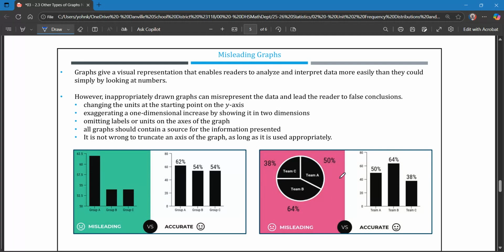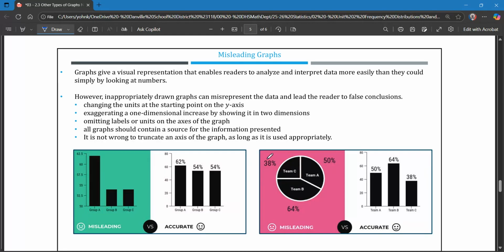This pink diagram here, when you look at the picture, if I put team A, team B, team C over here, 50, 64, 38, that might be a little misleading because they kind of all look the same. So if you don't have the percentages on them, it might not be telling what you want it to be telling. But maybe this bar graph representation gives you a better visual of which one is bigger.